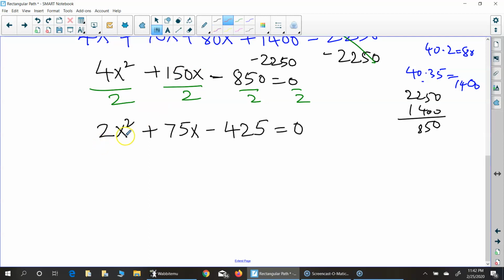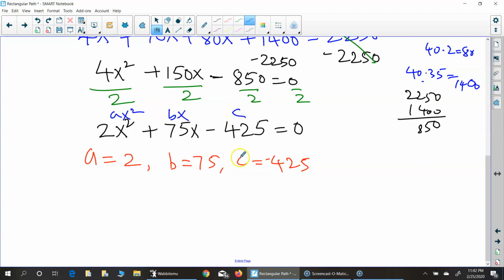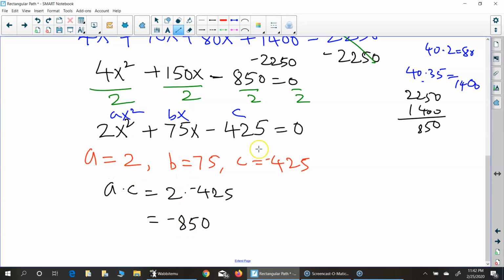Alright. Now identify your A, that is 2. B is 75. And C is equal to negative 425. We are comparing with that standard form of ax square plus bx plus c. These are the things you got. Now, what is the next step? Because your a is greater than 1, I'll have to find the product of a with c. A times c, that is 2 times negative 425 to give you negative 850. So, the product is that much, 850, and sum is 75.